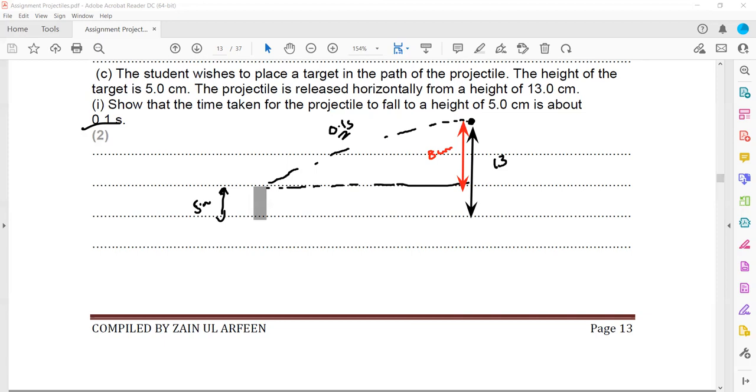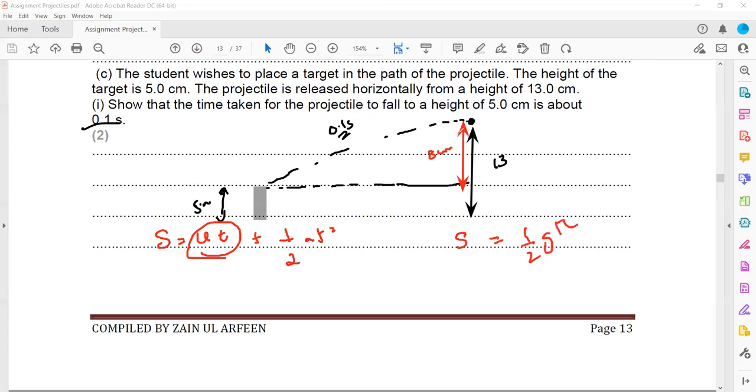So when a projectile is launched from a certain height, there is an initial horizontal velocity, but the vertical velocity is zero. So we use the equation of motion, which is S equals ut plus half at square. The initial vertical velocity is zero. Whenever a projectile is launched from a certain height, the vertical velocity is zero. So this whole factor will be zero. So it will be S equals half gt square.